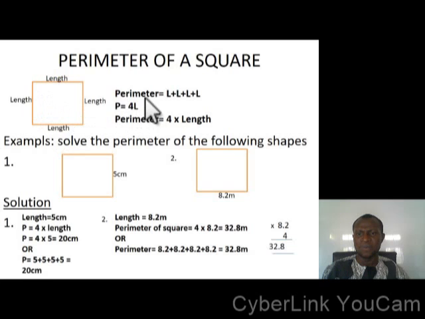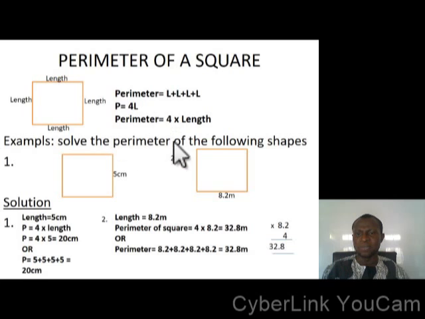Then the perimeter of a square, you add all the sides, because we know that the perimeter of a given shape is the distance around the shape. So we can now say length plus length plus length plus length. All the 4 of them, you add them together. So now the question is, how many lengths do we have here? That is 1, 2, 3, 4. 4 lengths. We call it 4L, which means 4 times length. That's the formula for calculating the perimeter of a square. Perimeter of a square is equal to 4 times length. So whatever is given to you as the length, you multiply it by 4. That gives you the answer.